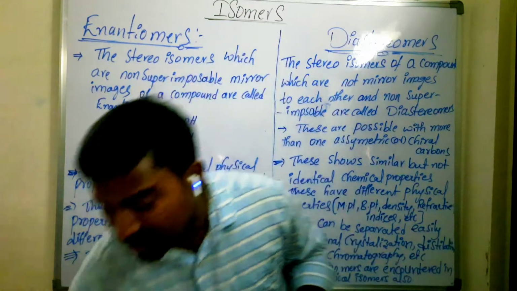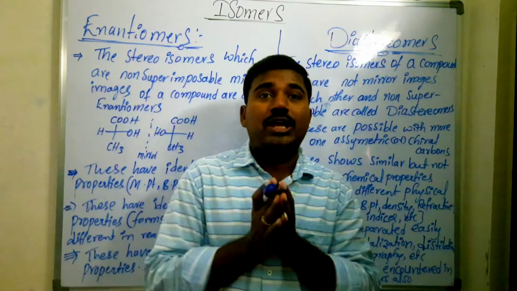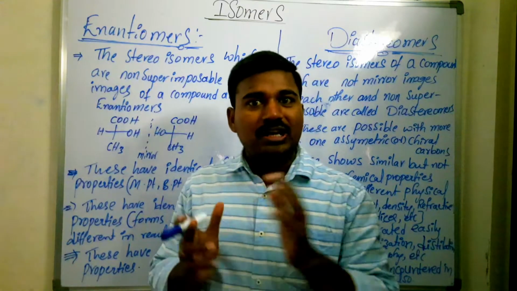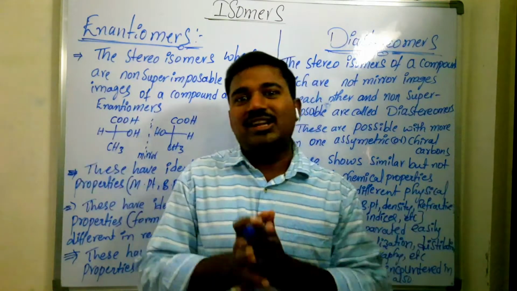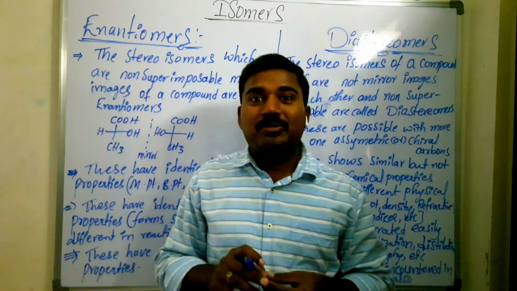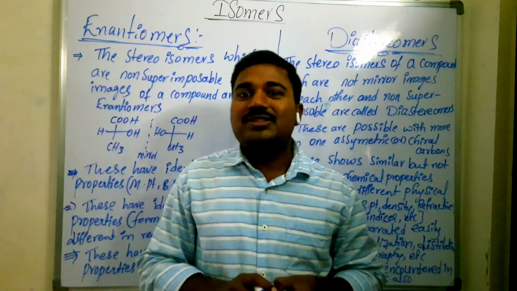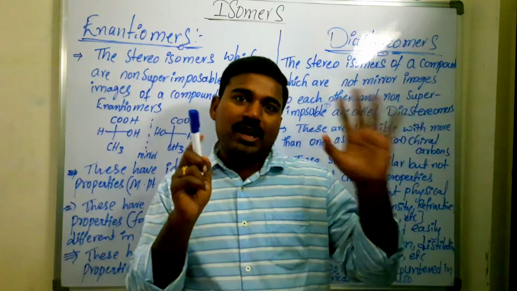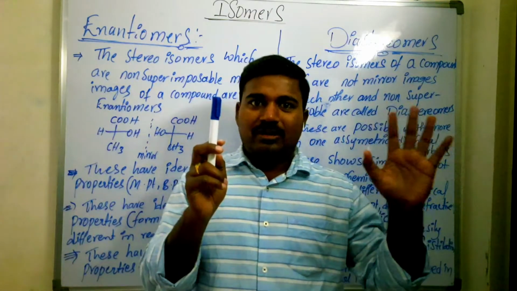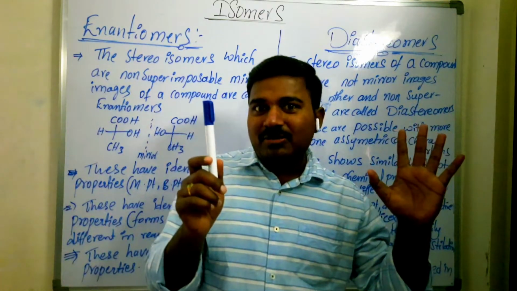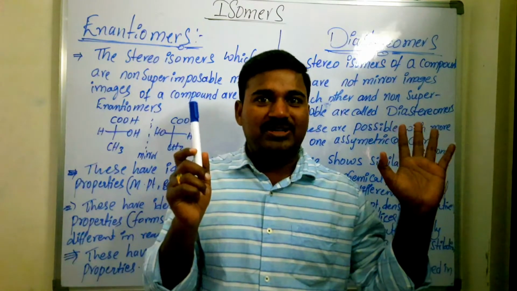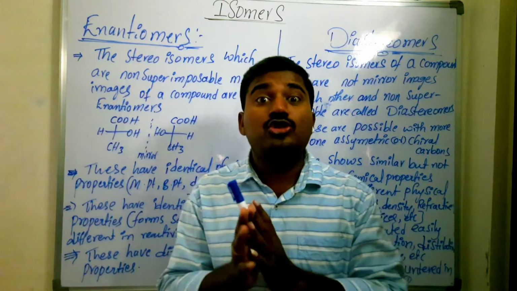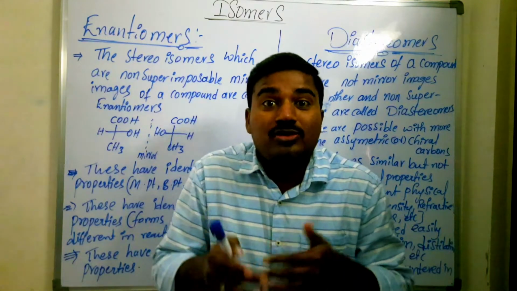But if you take one ball, does that ball have any left and right? No, it does not. That ball is a symmetrical molecule. It is not said to be an enantiomer. Say for example, I am taking this pen and this left hand. Are these two mirror images? No, these two are not mirror images. So it must be a mirror image, and it should not be superimposable.